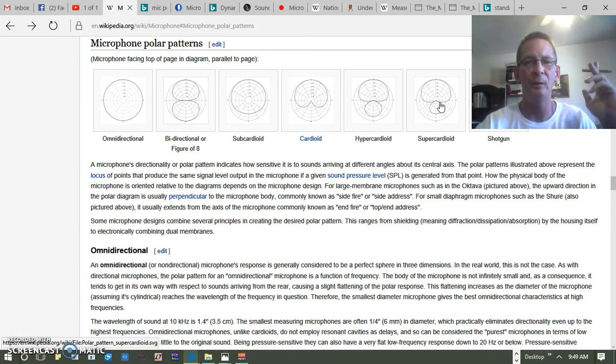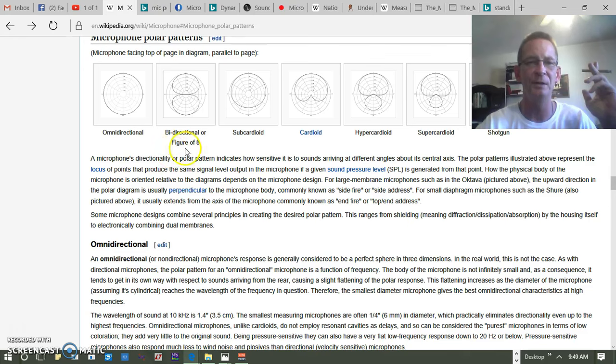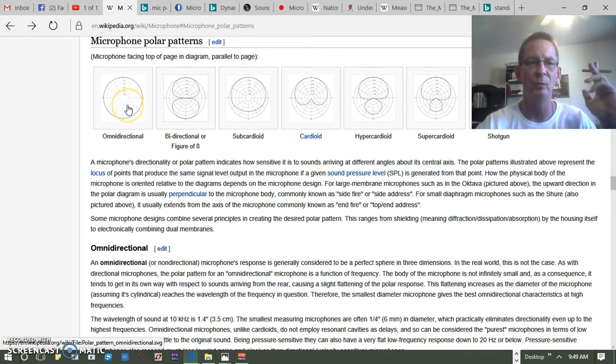For the most part, I think we've addressed most of these types of polar patterns. Omnidirectional, we understand from looking at that microphone what that means: basically 360 degrees. And the only thing we really need to take into consideration with that is the body of the microphone possibly interfering with that reception.